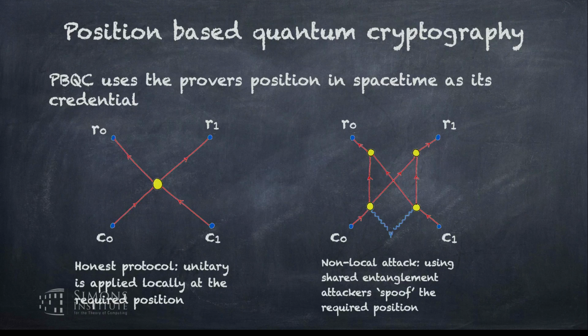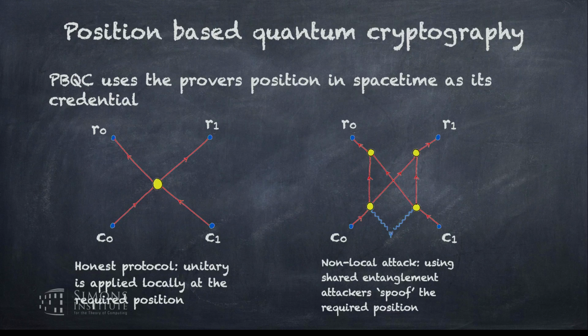In PBQC, the idea is that we're going to run a cryptographic protocol where we use the position of a prover in space-time as its credential. So the idea here is that we want to check that someone really is where they say they are. And the way we do that is by taking two input points and two output points, and we send some information in towards the place where we want the honest prover to be. And we ask the honest prover to apply some unitary to the information we've sent in at that point and send it out to two output points.